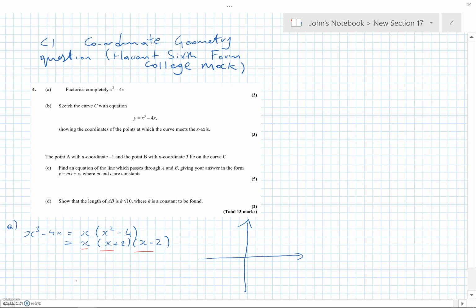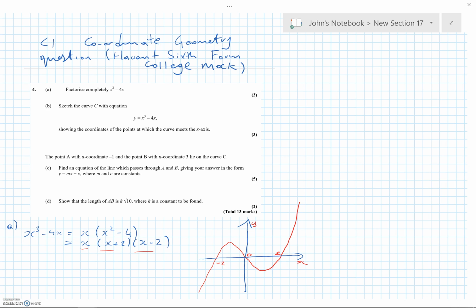We know that because of the x there, it goes through the origin, so it's just going to do this. There we go. So it's minus 2, 0, and 2. Another 3 very quick and easy marks for that one. Okay.